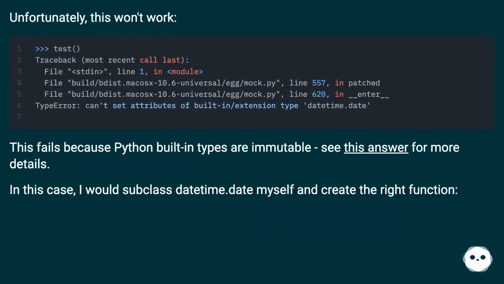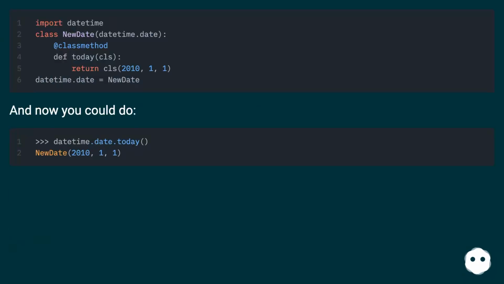Unfortunately, this won't work. This fails because Python built-in types are immutable. See this answer for more details. In this case, I would subclass datetime.date myself and create the right function. And now you could do.